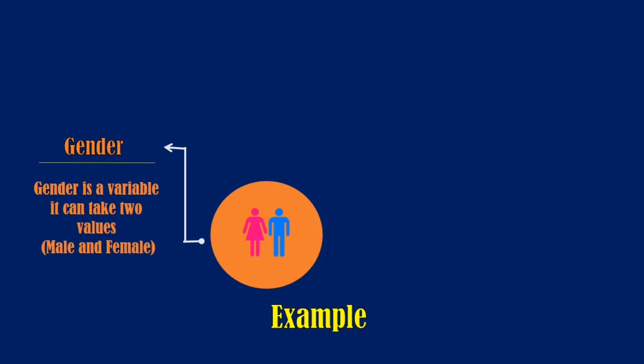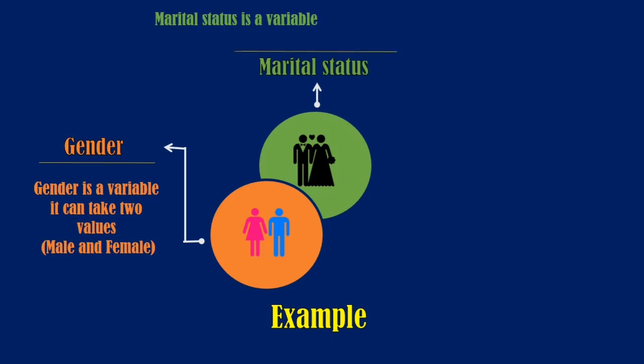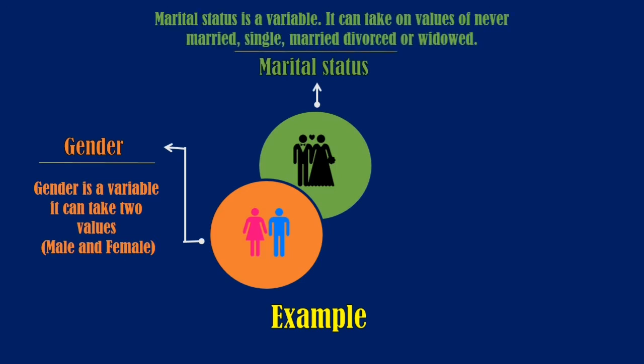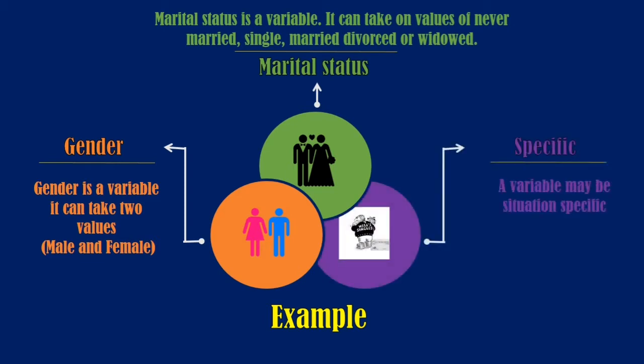Gender is a variable that can take two values, such as male and female. Another example is marital status. It is also a variable because it can take on values of never married, single, married, divorced, or widowed. And another is that a variable may be situation specific.